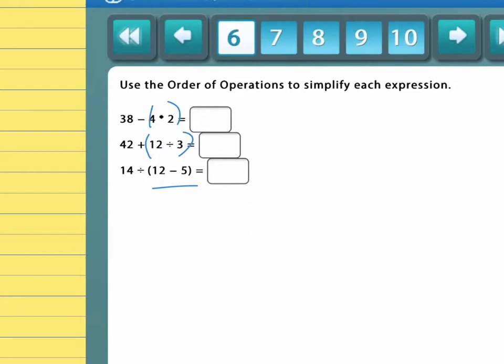So what is 4 times 2? 4 times 2 is 8, and 38 minus 8 is 30. So the first answer should be 30. Sorry, I'm writing with my finger here.